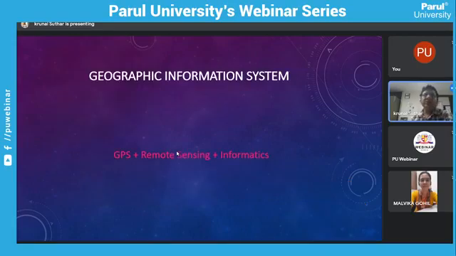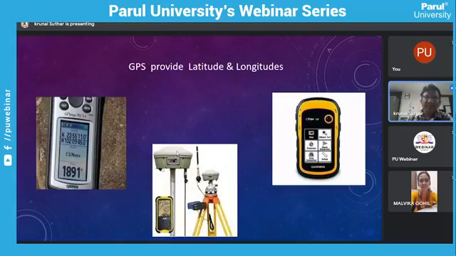So GIS is not a single term. It is a combination of three interdisciplinary fields. One is GPS, second is remote sensing, third is informatics. So let's begin with each one by one. GPS. GPS stands for Global Positioning System.